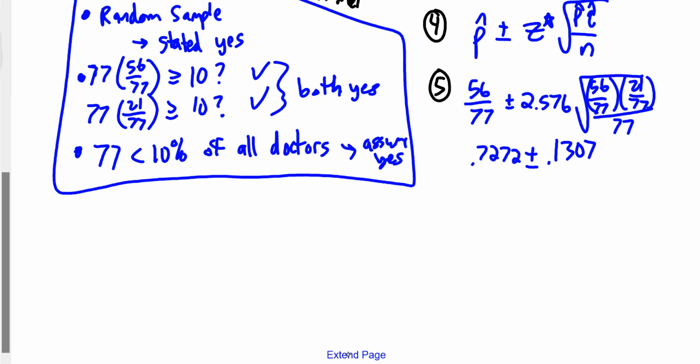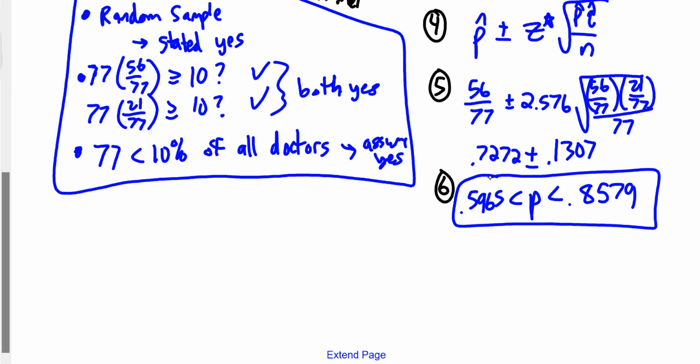So the actual interval, which is technically step 6, would be p is between 0.5965 and 0.8579. There is our confidence interval. The last step is just to interpret that.